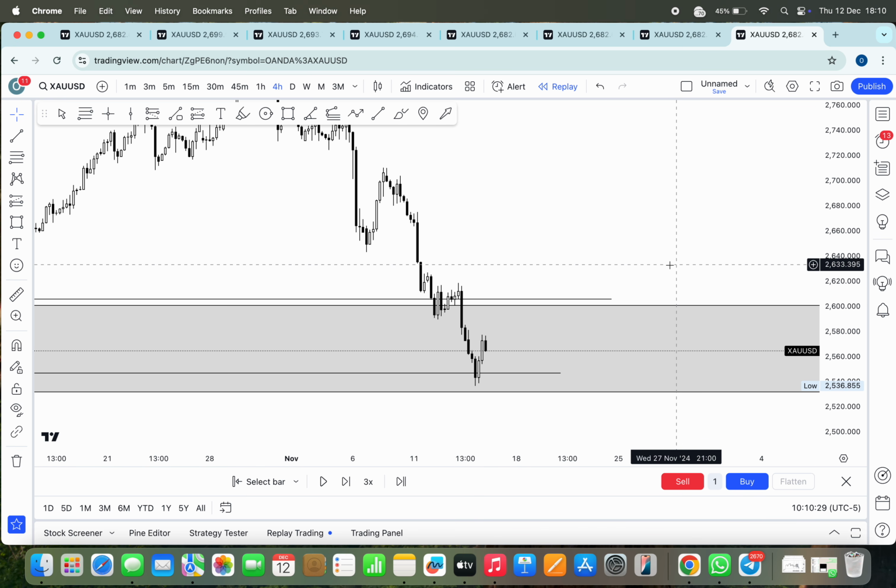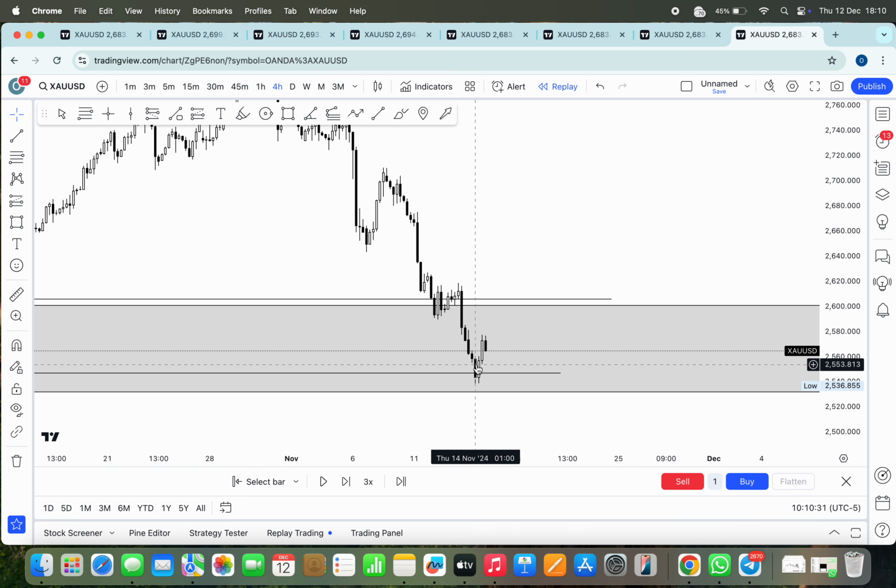Which is the last candlestick that took out the low? This one over here, that's our order block. So we're gonna mark it. This right over here is our order block.